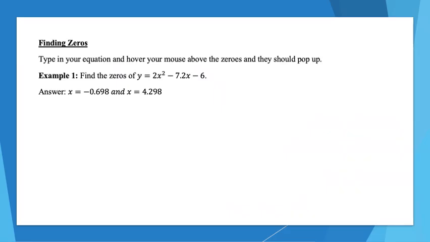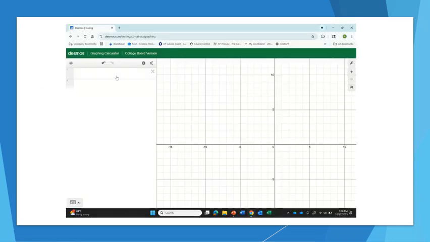Now, first off, we will be learning how to find zeros. Pretty much type in your equation in Desmos, and then hover your mouse over any time you see a zero, and the point should pop up. It should appear gray. Let's try example 1. The way this video lesson will work is I have screen recorded myself solving each problem, so I'm just going to play those videos back.